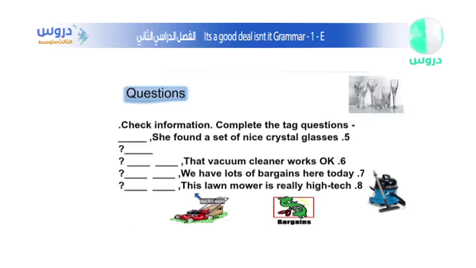Okay, so what about number eight? This lawn mower is really high tech. You have to decide first if this is an affirmative or negative sentence, and then you decide. Okay. Isn't it? So you have both answered this question correctly. MashaAllah, good job. Okay, so do you know the lawnmower? Is this a lawnmower?